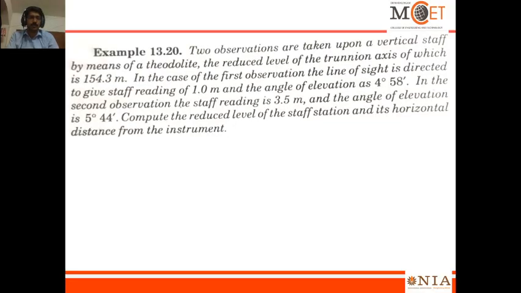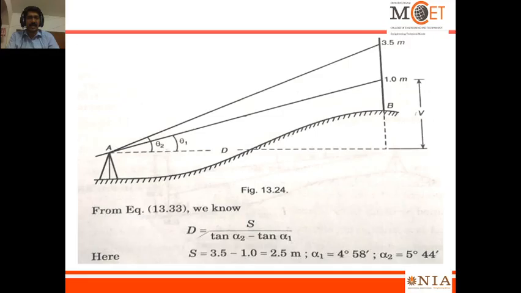So here both the angles are of elevation. In the previous problem we saw both angles of depression, right? So you need to draw the diagram. They have given 1 meter and 3.5 meter. 1 meter is for theta 1 and 3.5 for theta 2, right? Similarly, the same formula you can adapt.